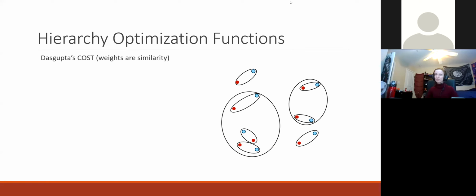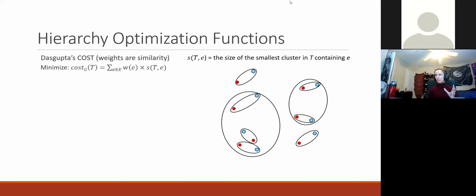So here's what the cost function looks like. Again, it takes the input graph and the hierarchy as inputs, and we're just going to sum over all the edges in the graph the weight of the edge times this S of T E thing. This notation is actually pretty different from the notation we have in our paper. I'm just simplifying it for the sake of presentation. But let S of T E be the size of the smallest cluster in T containing E. So consider this edge in our hierarchy example on the right.